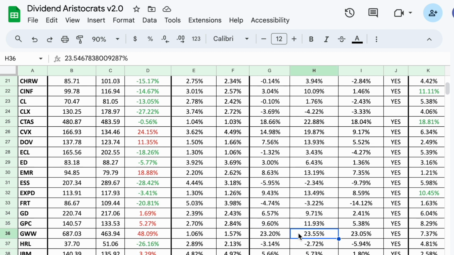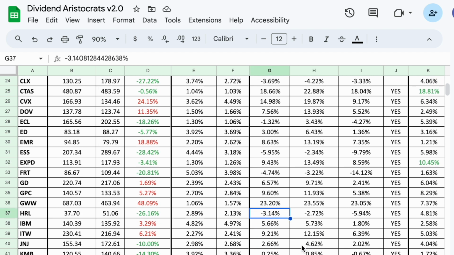Grainger passes the test with a narrow margin, with a return of 23.55% while undervalued, compared to 23.2% overall. Hormel passes the test, with a return of minus 2.72% while undervalued, compared to minus 3.14% overall. IBM passes the test with a very small margin, with a return of 5.73% while undervalued, compared to 5.66% overall.